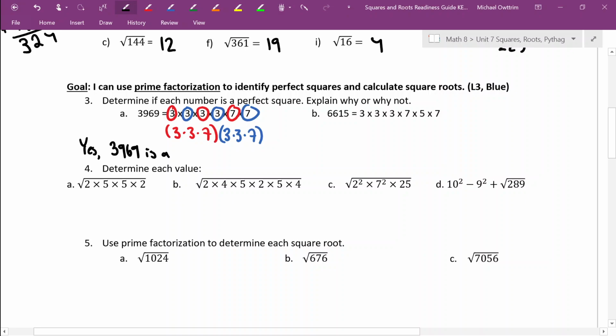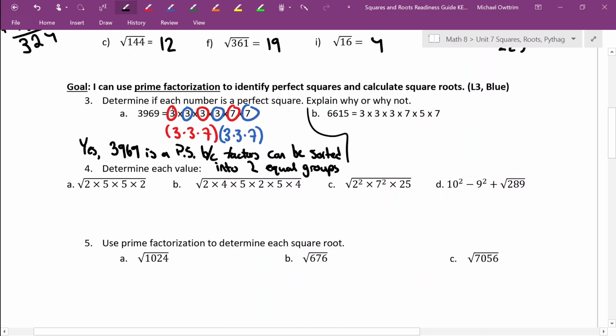3969 is a perfect square because factors can be sorted into 2 equal groups. That's our main idea definition for factors.